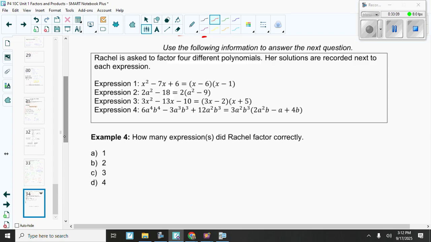So this is one of those questions where you would need to factor the expressions in order to tell how many Rachel did. This one is like an error analysis. It's taking the idea of not just doing your work, but seeing if you can catch somebody else's error.